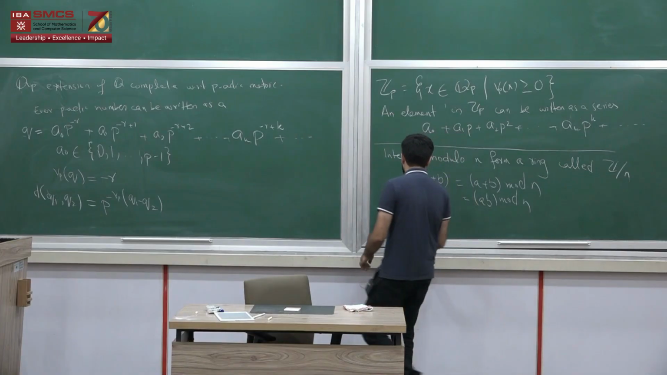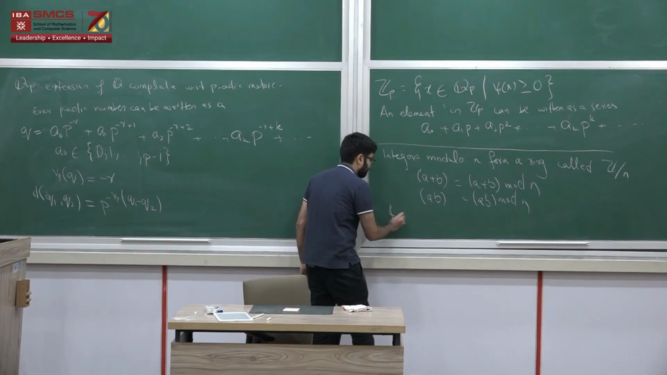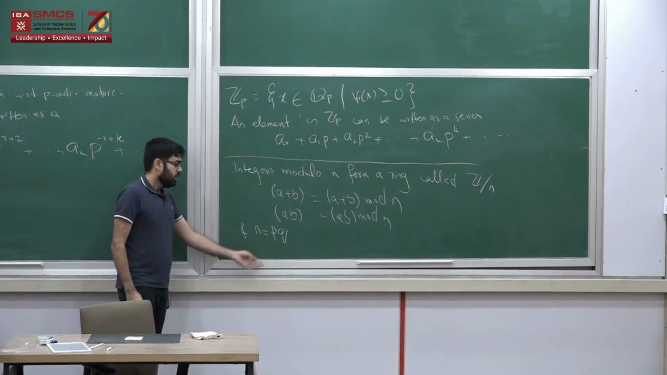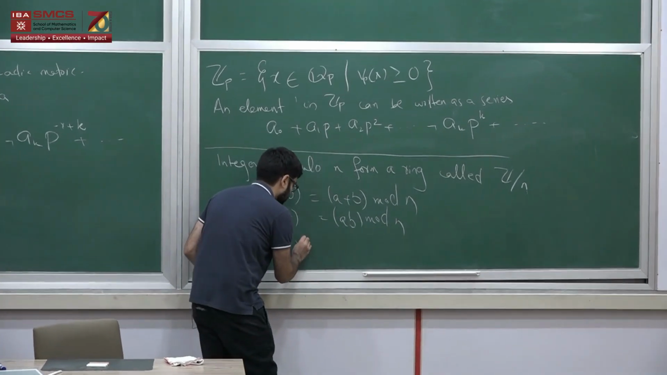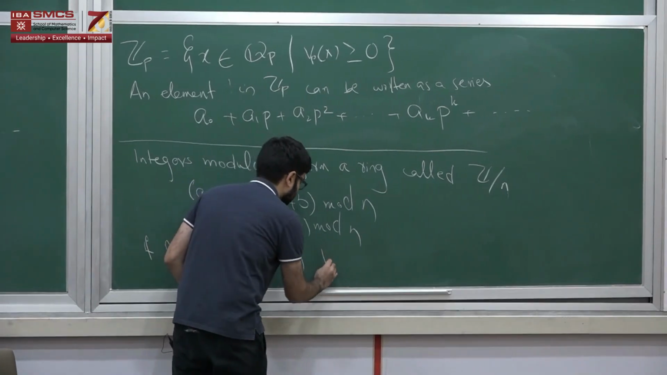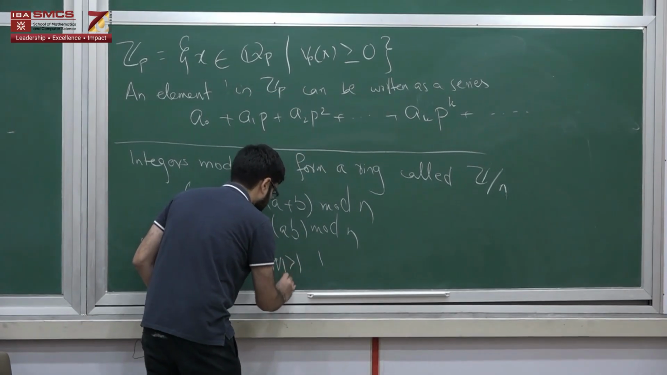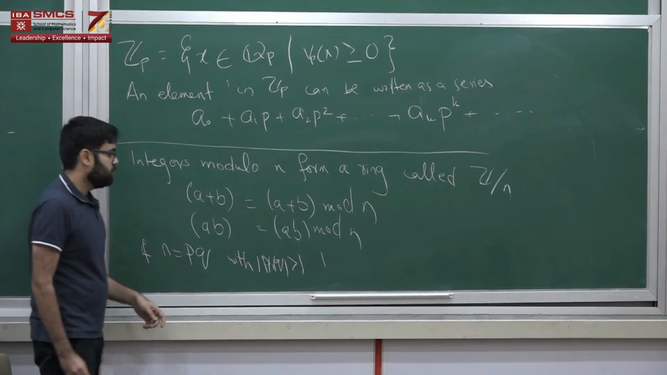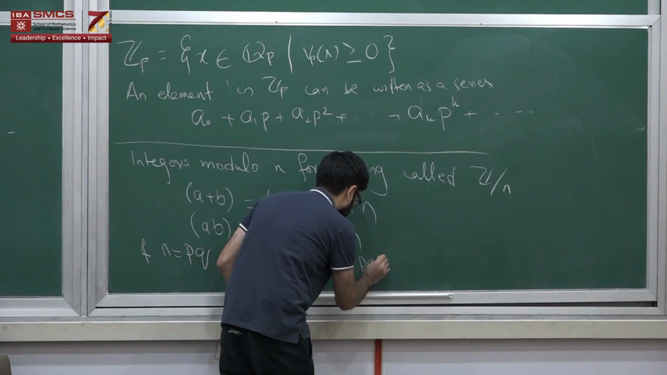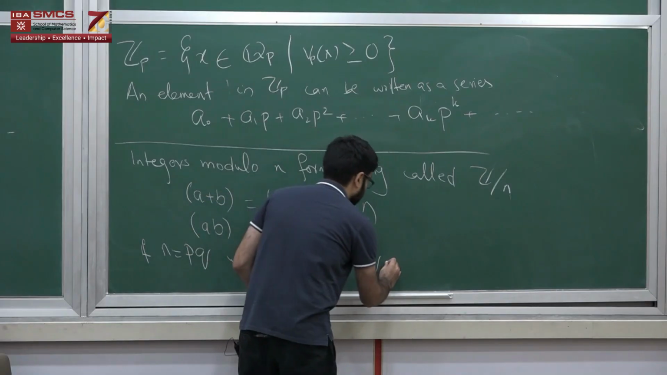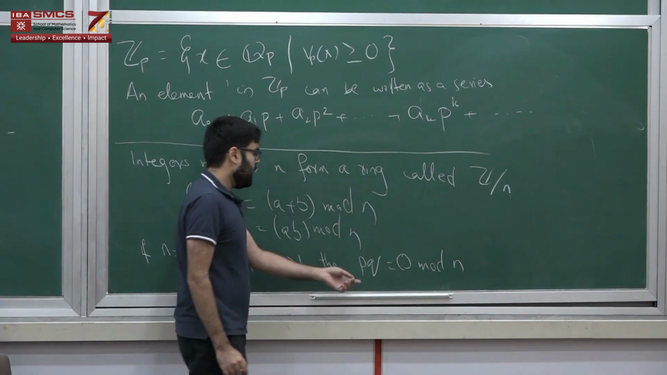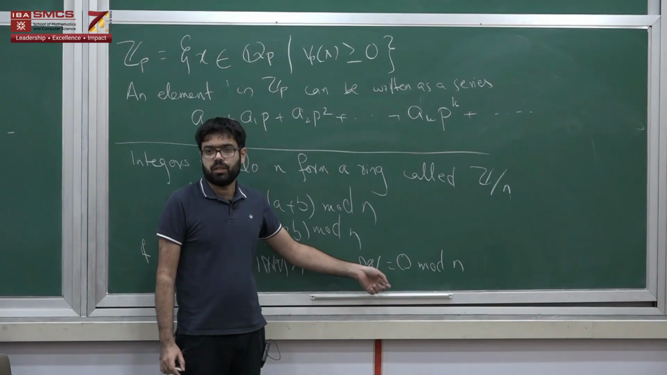So, if n is equal to pq, with, let us say, p and q greater than 1, or just to be very pedantic, the absolute values are greater than 1, then pq is equal to 0 mod n. So, I cannot have an inverse for either p or q in this case.